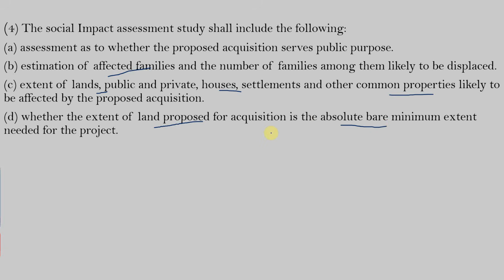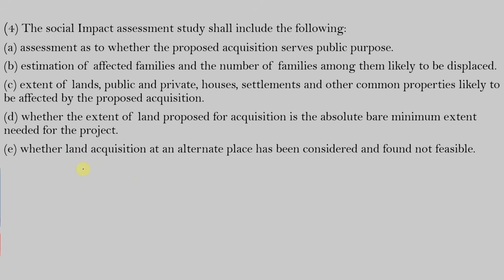So while preparing the social impact assessment, the authorities appointed by the government shall take note of the extent of land which is going to be acquired by the government. So for example, the project needs 80 acres of land, but the government proposed to acquire 100 acres of land. So the authorities in the report will suggest to the government that 20 acres of land is going to be unutilized and to make a change in the proposed acquisition of land.